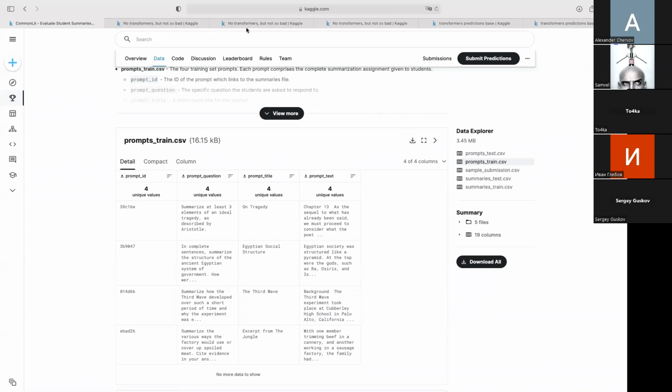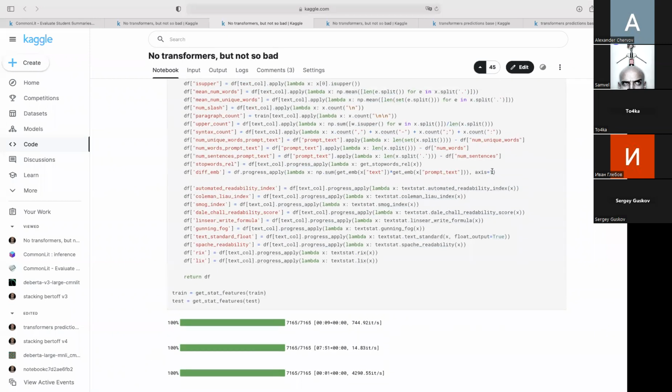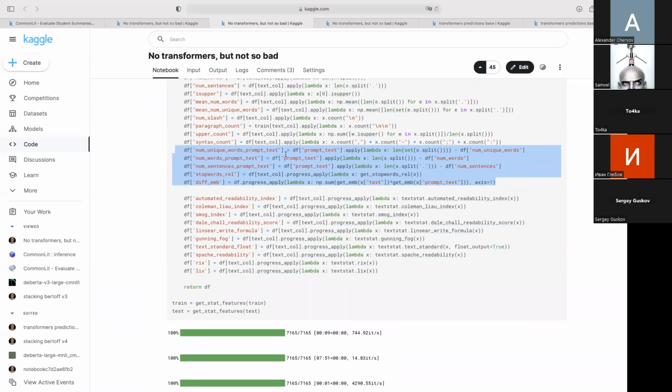The next step which I wanted to use is to add features which use not only the text column but also the other text columns. Here are simple text features, which means, for example, the difference between the amount of unique words in the prompt text and the unique words in the original text which was written by a student. And just 5 features between the other text columns.